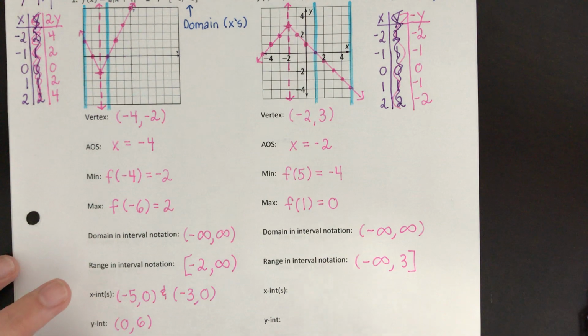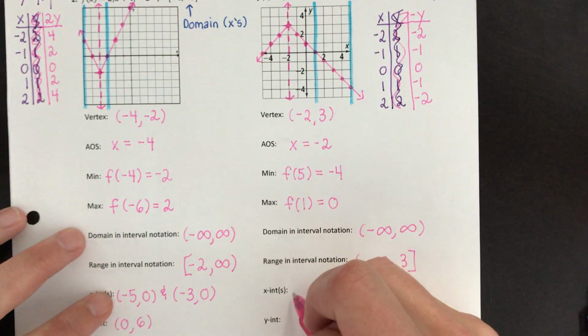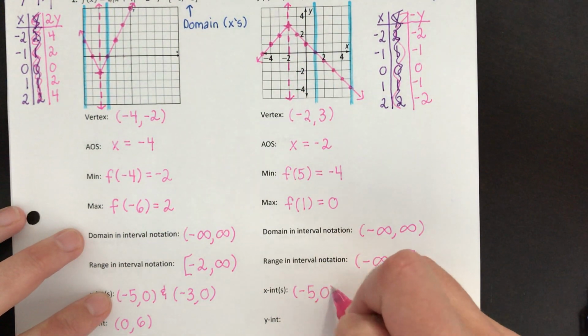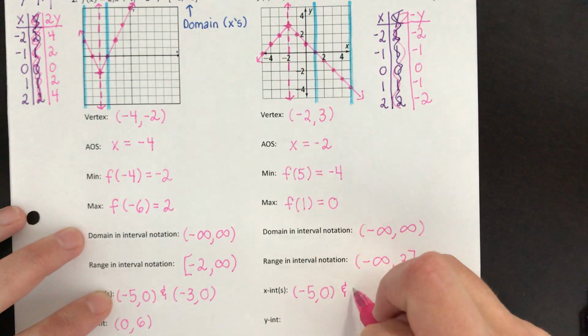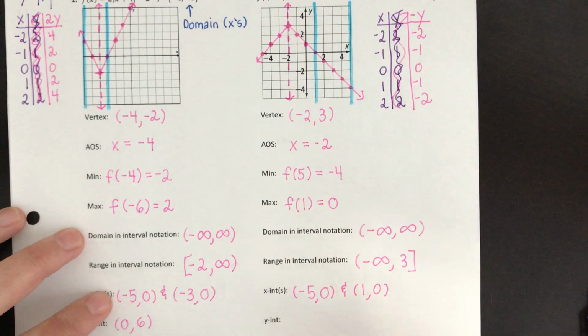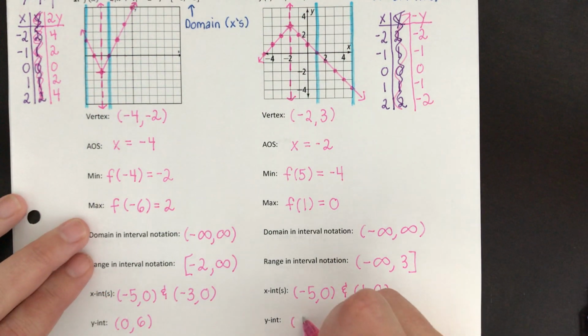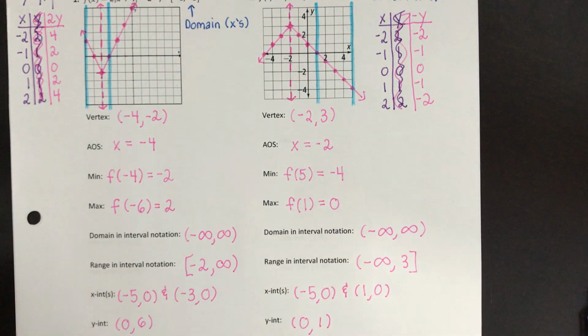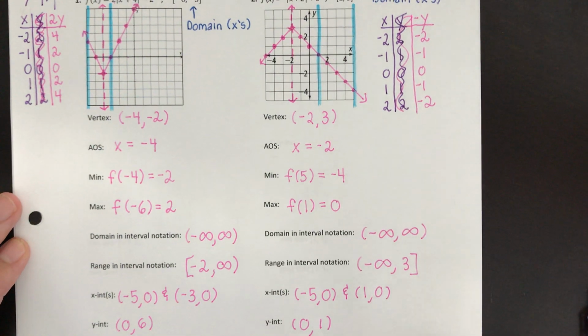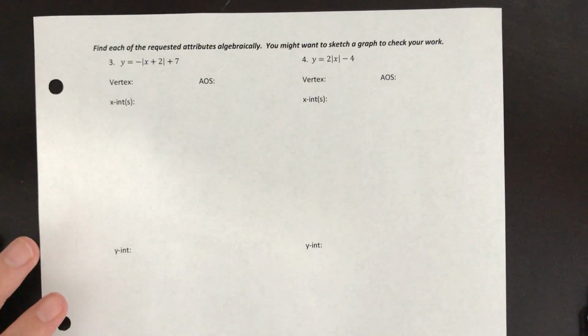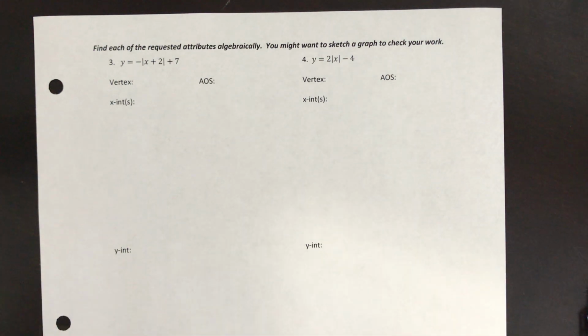bracket. Okay, x-intercepts are (-5, 0) and (1, 0). And then the y-intercept is (0, 1). Okay, so those are the attributes graphically, and we're going to refer back to this here in a minute when we do our attributes algebraically. You know, my favorite part.